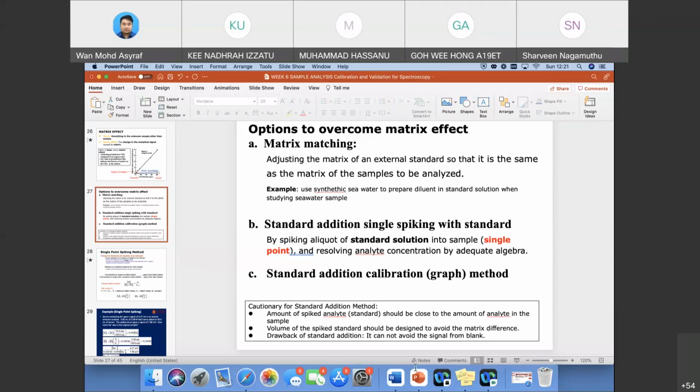The third one is the standard addition calibration method. This is the one that we are looking into after this.